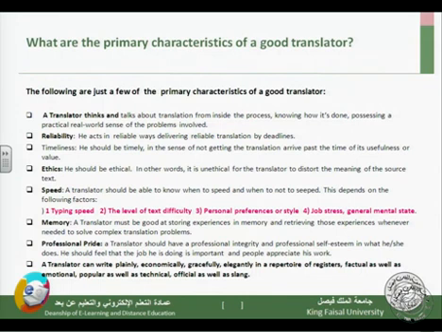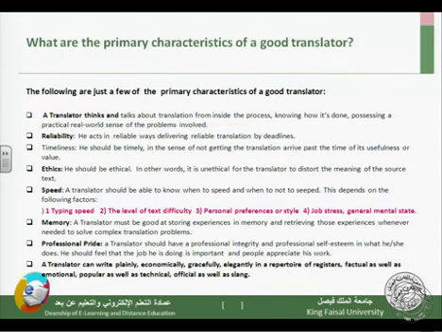Speed. Again, speed is very important for a translator, but speed depends on the following factors. You've got the typing speed, the level of text difficulty, personal preferences or style, job stress, general mental states. All these factors play a role in the speed of the translator. Sometimes the translator can speed up, sometimes he's supposed to slow down. So you need to weigh it up according to the task given to you. But the following factors affect the speed of the translator.